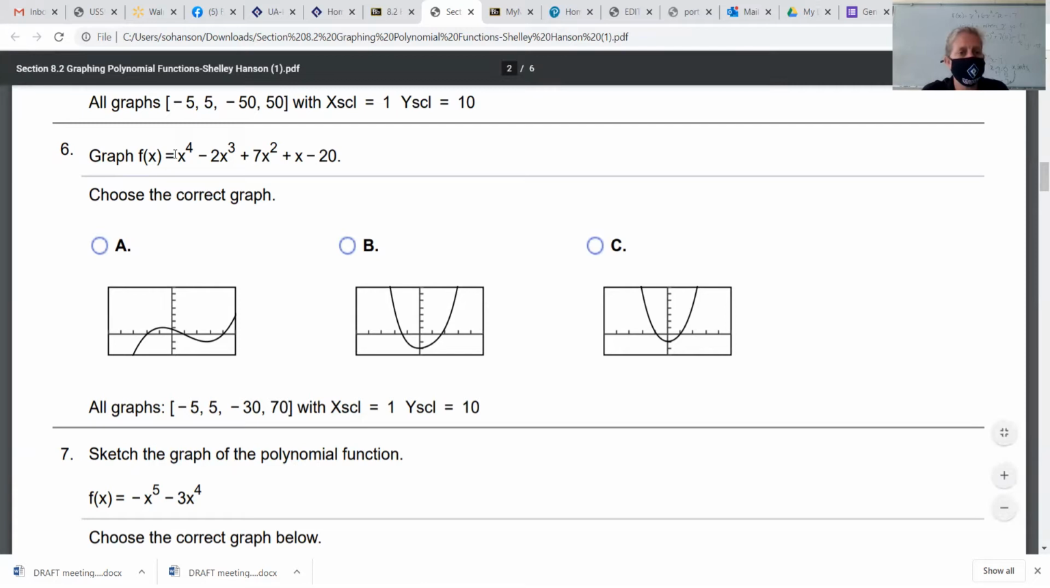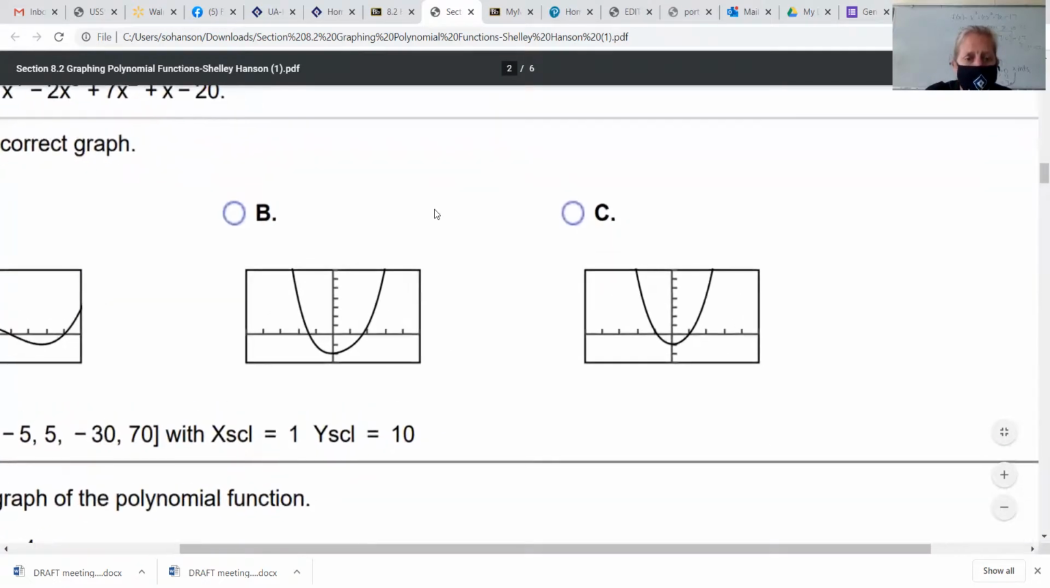So let's see, if you replaced all of the x's in this group of terms, what's going to be left over if I replaced all those x's with zeros? That's -20. So let's look at B and C and compare them.